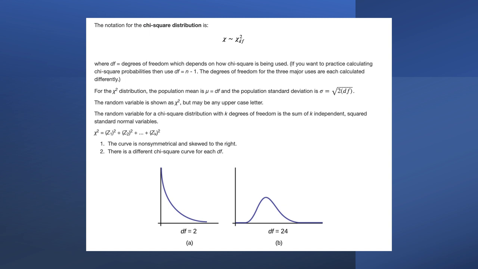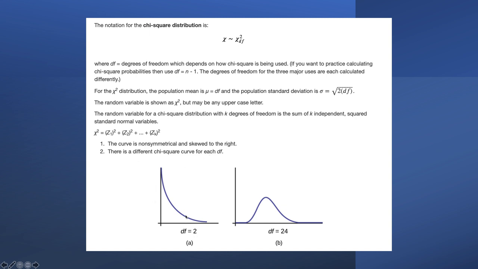Now, basically, this is it. The random variable for a chi-square distribution with k degrees of freedom. So notice, there's k degrees of freedom, and there's k of these different normal variables. So that's the big thing: the degrees of freedom will equal the number of independent normal variables, okay?